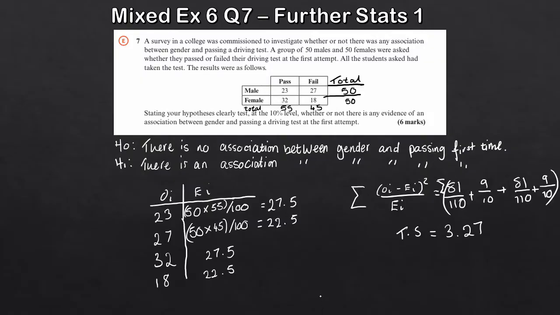So that's kind of the good news. We've got the test statistic. Now we just need the chi-squared value that we're going to compare it to. So first we need the degrees of freedom, so that's V.